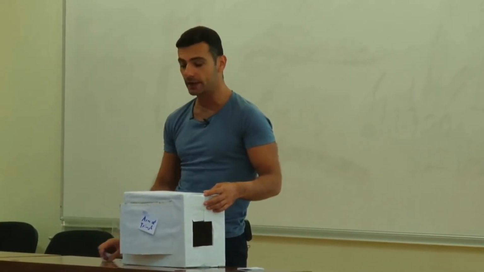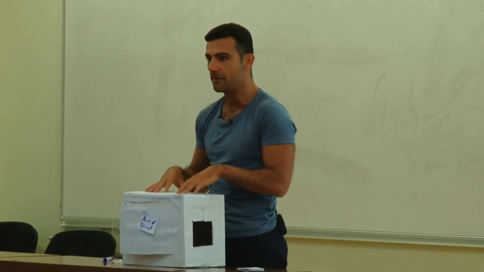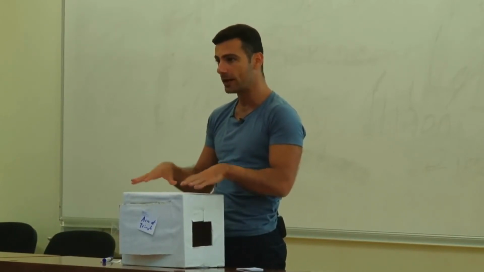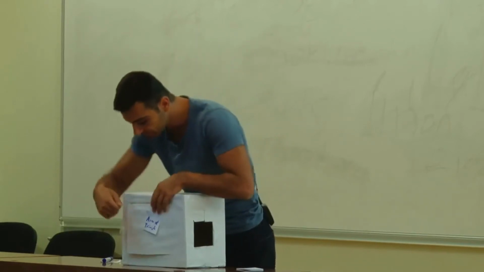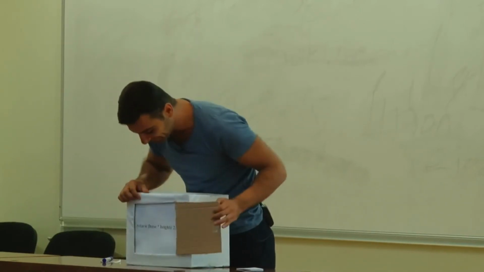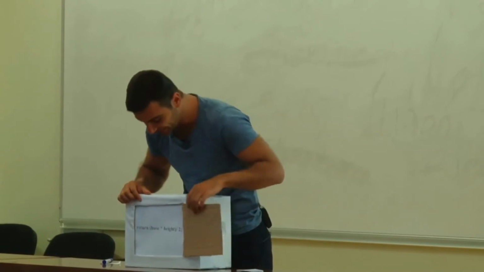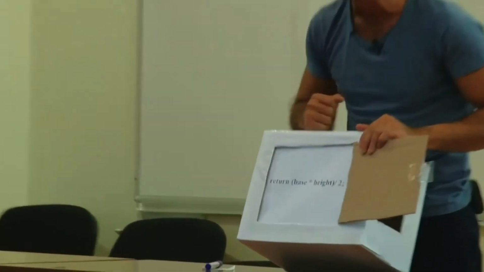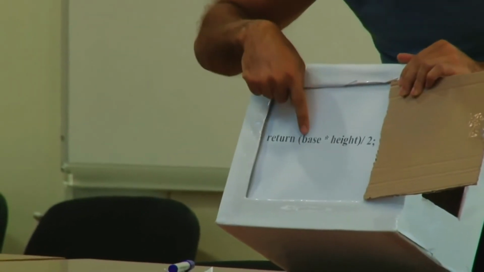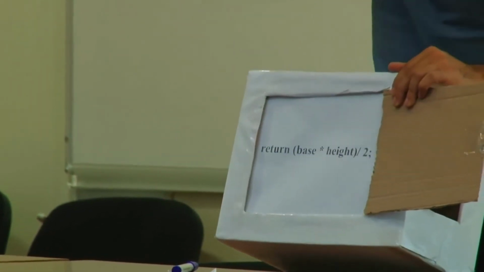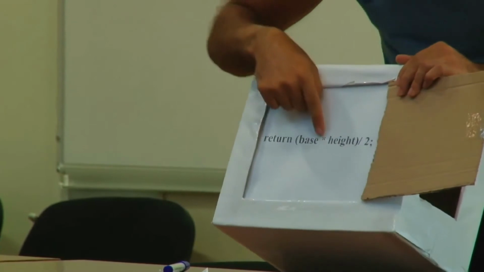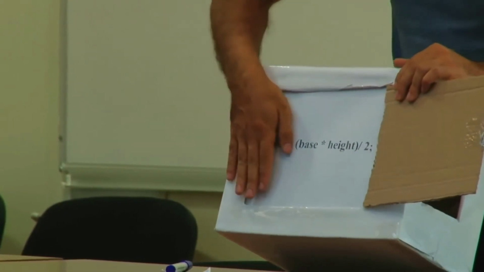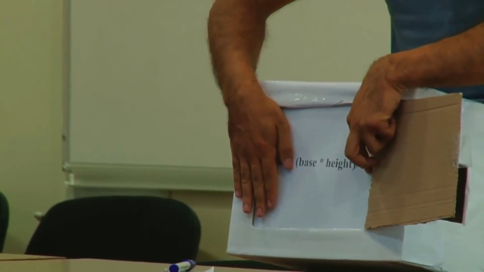Now it turns out that this magic box is actually not that magic. There is code that describes how it needs to behave. Ta-da! Okay, so some of this we've seen before. We have base asterisk, which is multiply, height, and then divided by 2. So this much we've seen before up until this point.